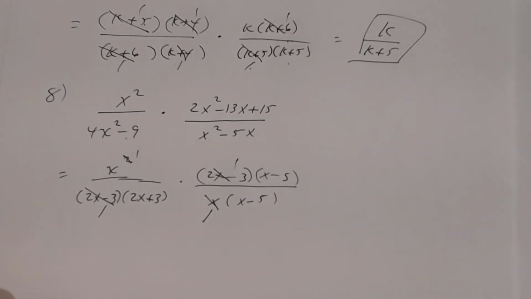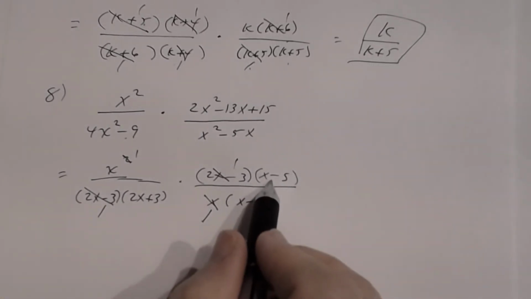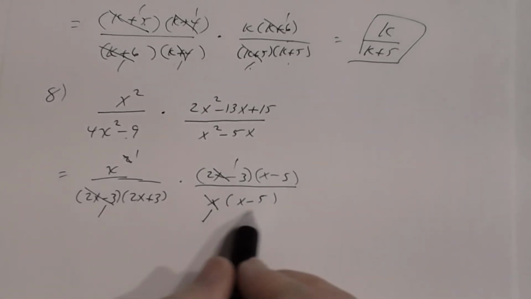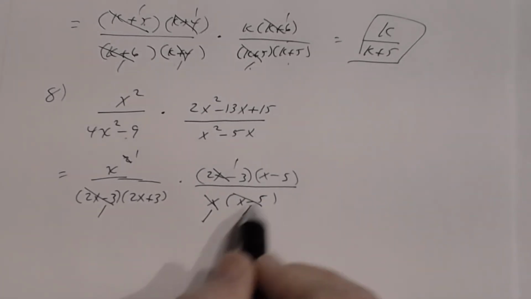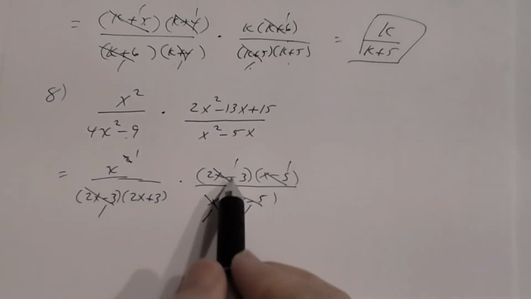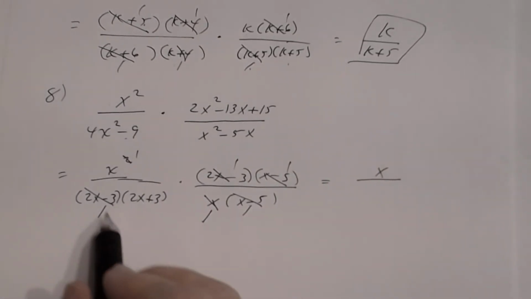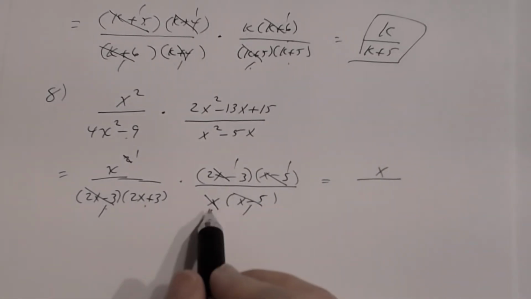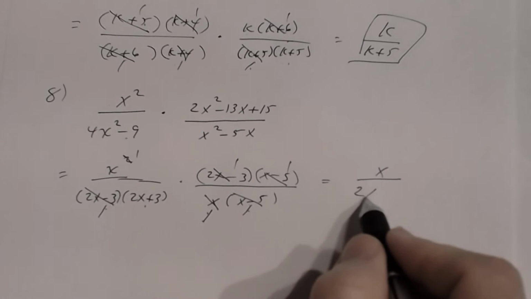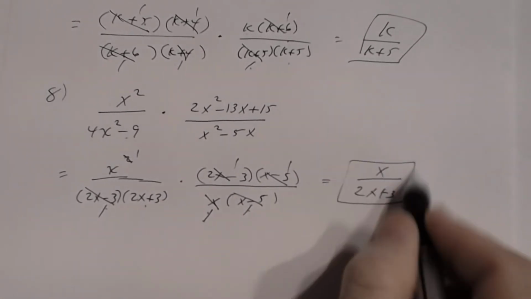You get factors of 1. The next factor is x minus 5. Would that divide out with one of these down here? Yep, right here. So that'll be factors of 1, and that's it. So you get x times 1 is x. And over here you get 1 times 2x plus 3 times 1 is 2x plus 3. And so there's your answer. Okay, number 9.